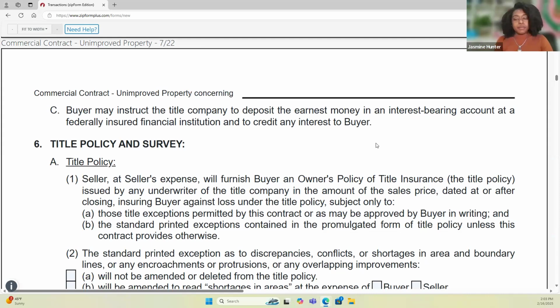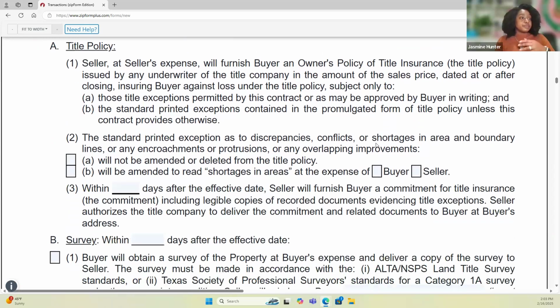So let's just say we're talking about $1 million. That's 100 grand in just earnest money. I want that money in an interest bearing account so that while we're in this process, there's interest being built on this money because it's cash and it's going to sit in an interest bearing account. And there you go. Now, the title policy and survey, very similar to what you see in the residential side.